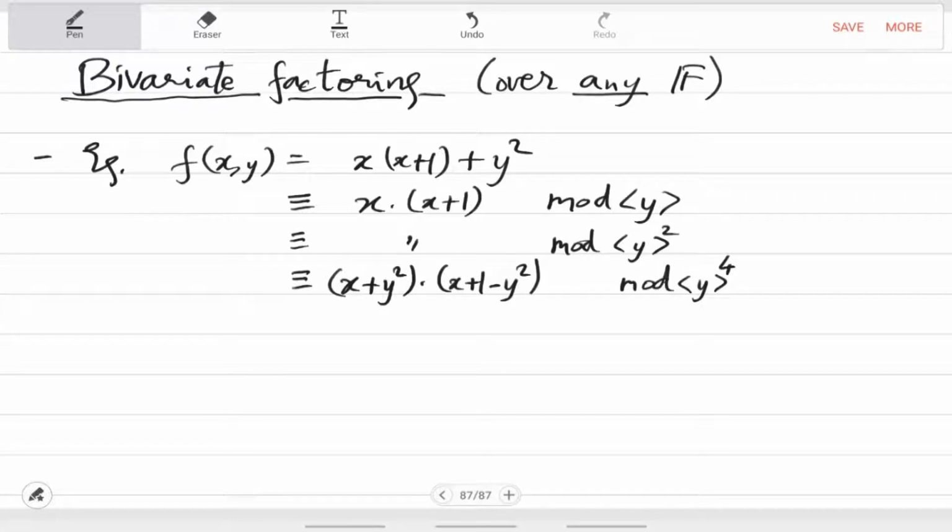So if you look at this, in the y square coefficient you are getting x plus 1 minus x, so that is 1, and y to the 4, next is y to the 4, which is 0 mod y to the 4, right. So this is actually equal to f. These are the factors, and believe it or not, this will actually go on ad infinitum. So for any y to the k you will get a factorization.